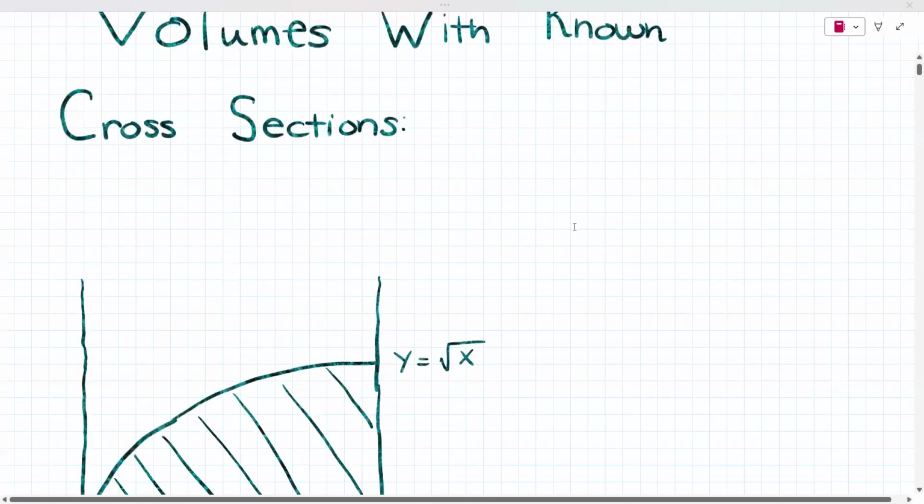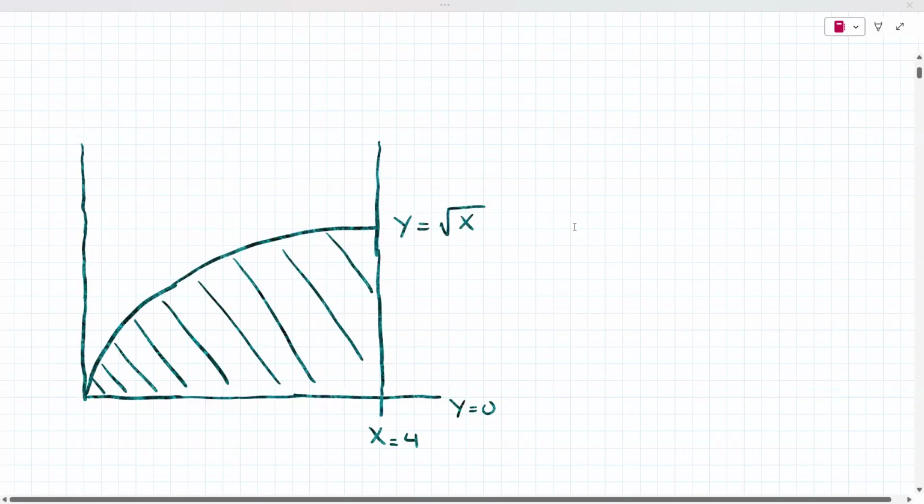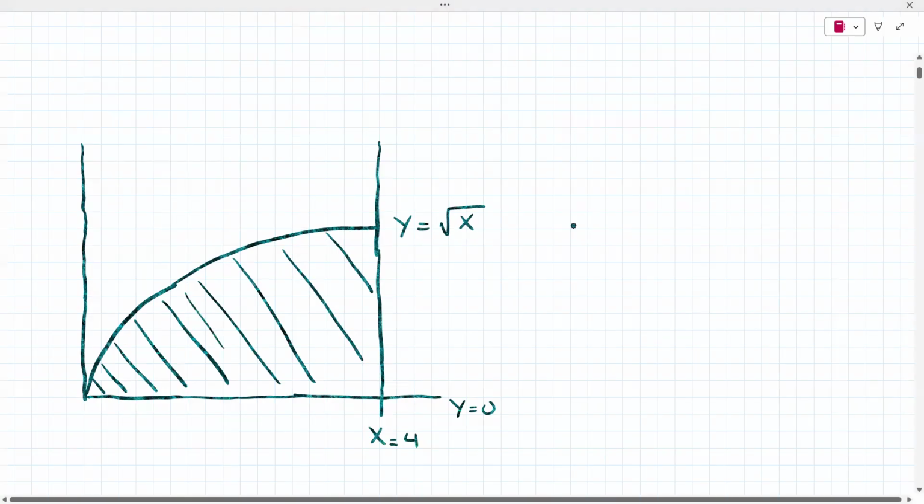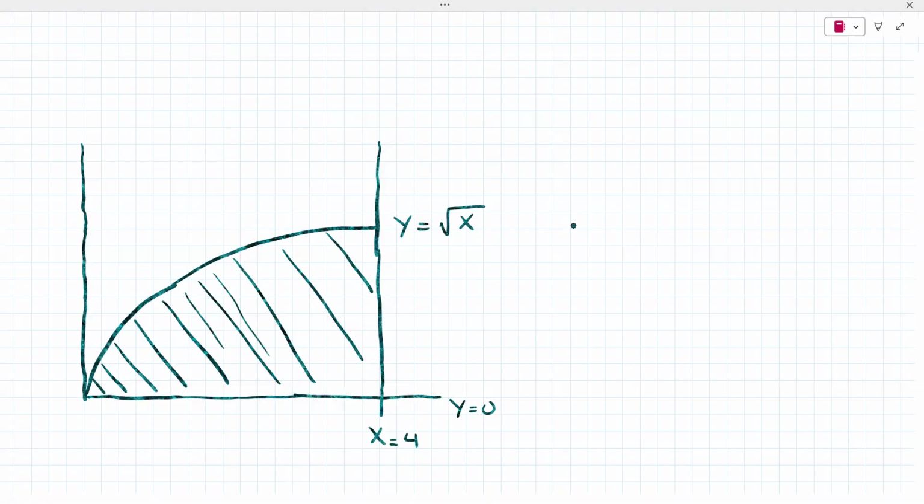Let's look at this image here. We have three lines or three equations. We have the half of the parabola y equals radical x, and we have this vertical line x equals 4, and then this horizontal line y equals 0. And somehow we're trying to find the volume of this. Well, how would we do this? You see, this is only the area. So how could we find the volume from this point to this point?